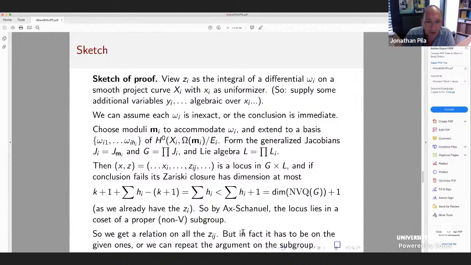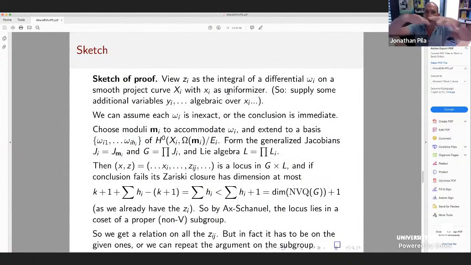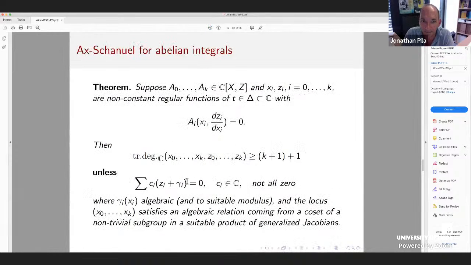But in fact, this relation has to be on the given differentials, because otherwise you can, so to speak, repeat on the subgroup. If these omega i's are linearly independent in the sense of the theorem, over the complex numbers, mod exact things to the differentials, then you can look at the smallest coset that they lie in, complete them to a basis, and apply Ax-Schanuel there, and you get the same calculation that the transcendence degree is too small. So you actually must get a linear relation on the given zi's.